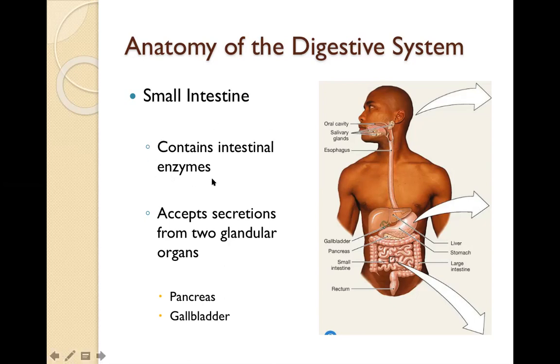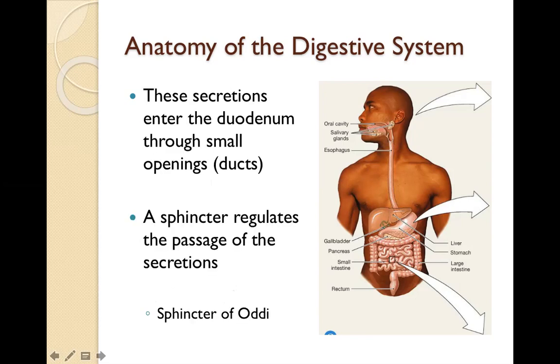The small intestine is also the place that accepts secretions from two glands of the body. And these two glands that it accepts secretions from are the pancreas and the gallbladder. You can kind of see the part of the gallbladder in the back here, this little green structure. And the pancreas is this sort of yellowish structure that sits behind the stomach, and the duodenum kind of wraps around it. That's the pancreas.